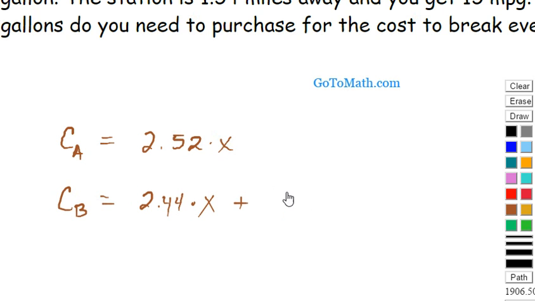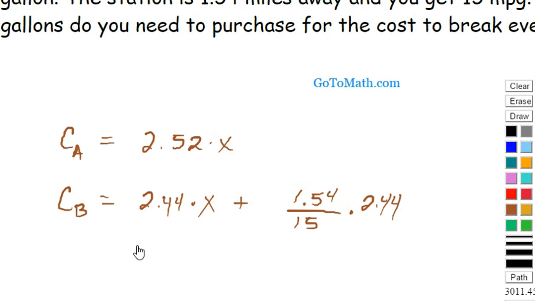Okay, so this right here is going to end up becoming the cost that it's going to cost you to drive over there. And the way we're going to figure that out is you're going to have to drive 1.54 miles. That's the mileage right there, and you get 15 miles per gallon. Okay, so that's going to end up being the number of gallons. Then what did it cost? It cost $2.44. All right, so let's go ahead and find out what that number is.